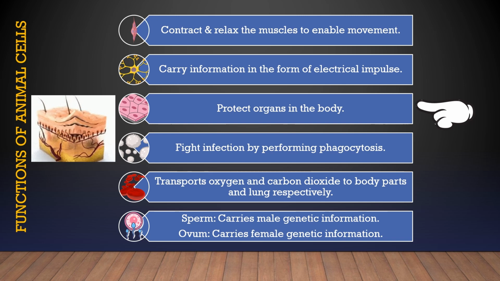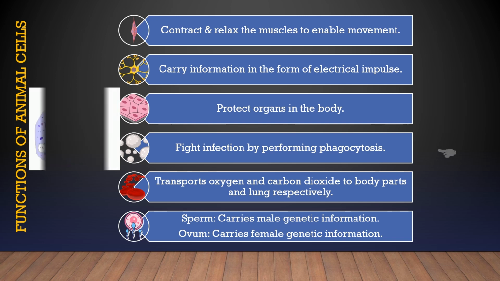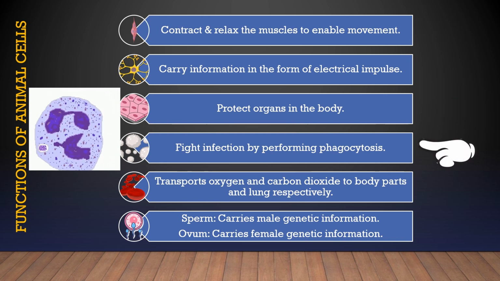Epithelial cells will protect the organs in the body. Other than that, we have the white blood cell. White blood cells will fight infection by performing phagocytosis. Phagocytosis is the process of the white blood cell engulfing the bacteria in our body.